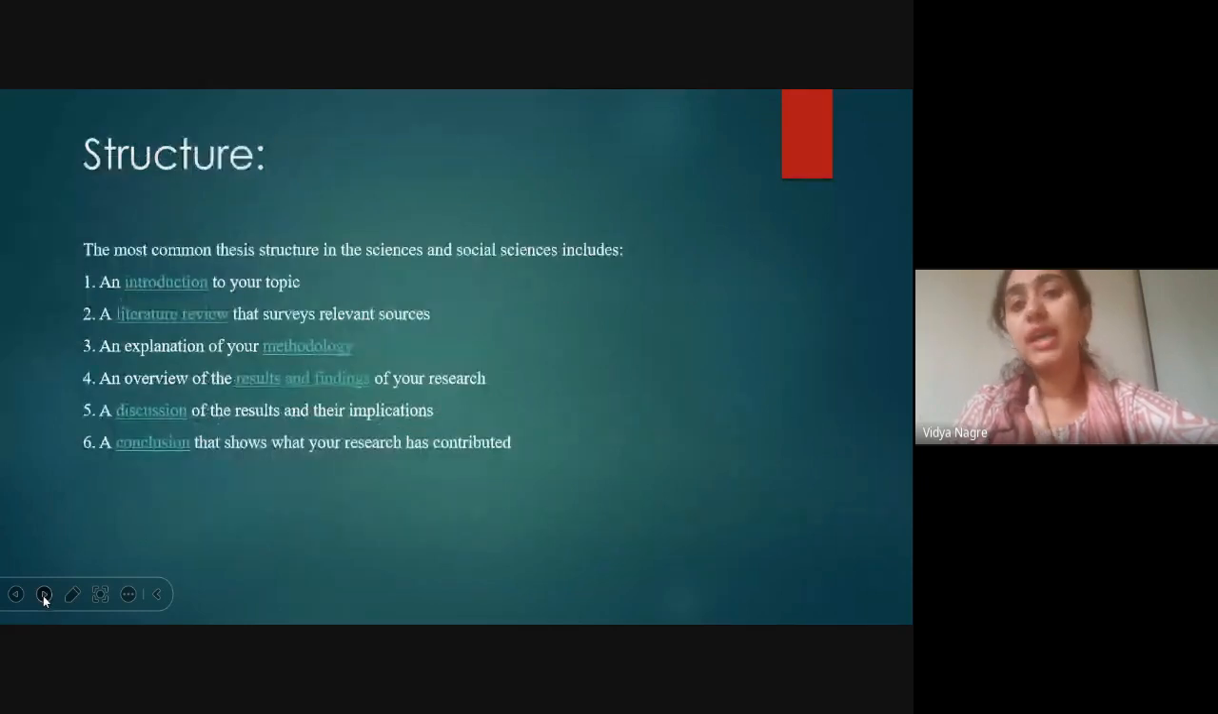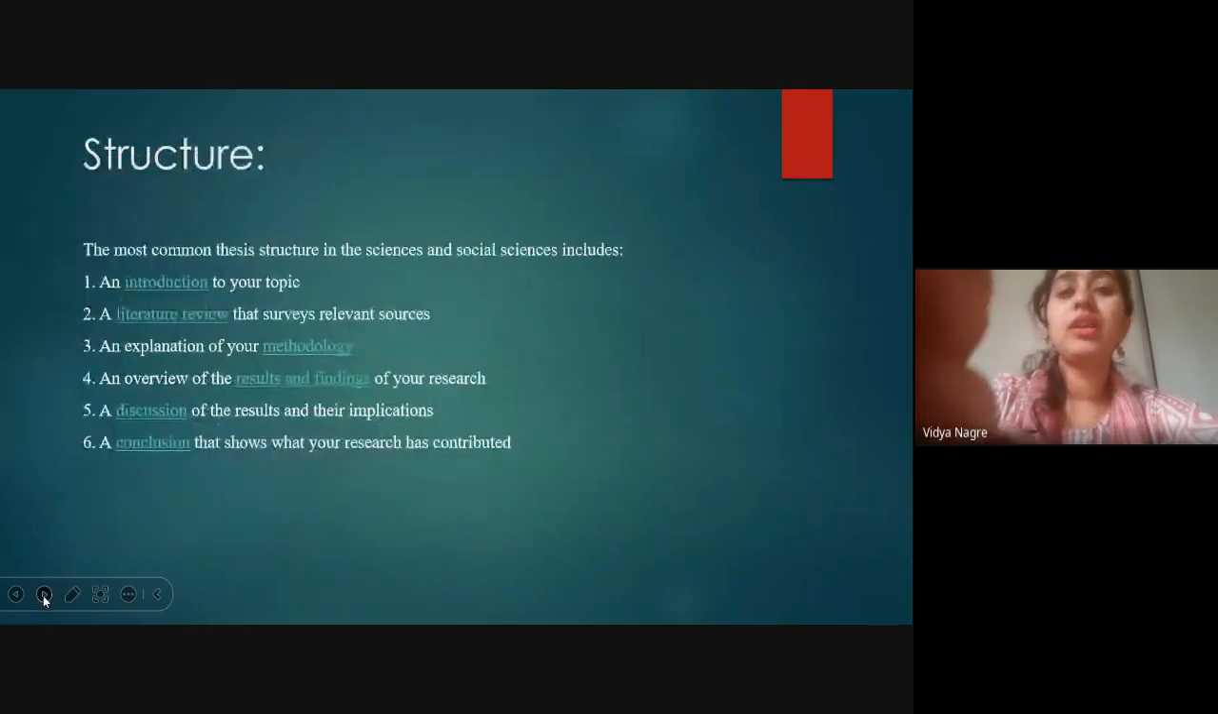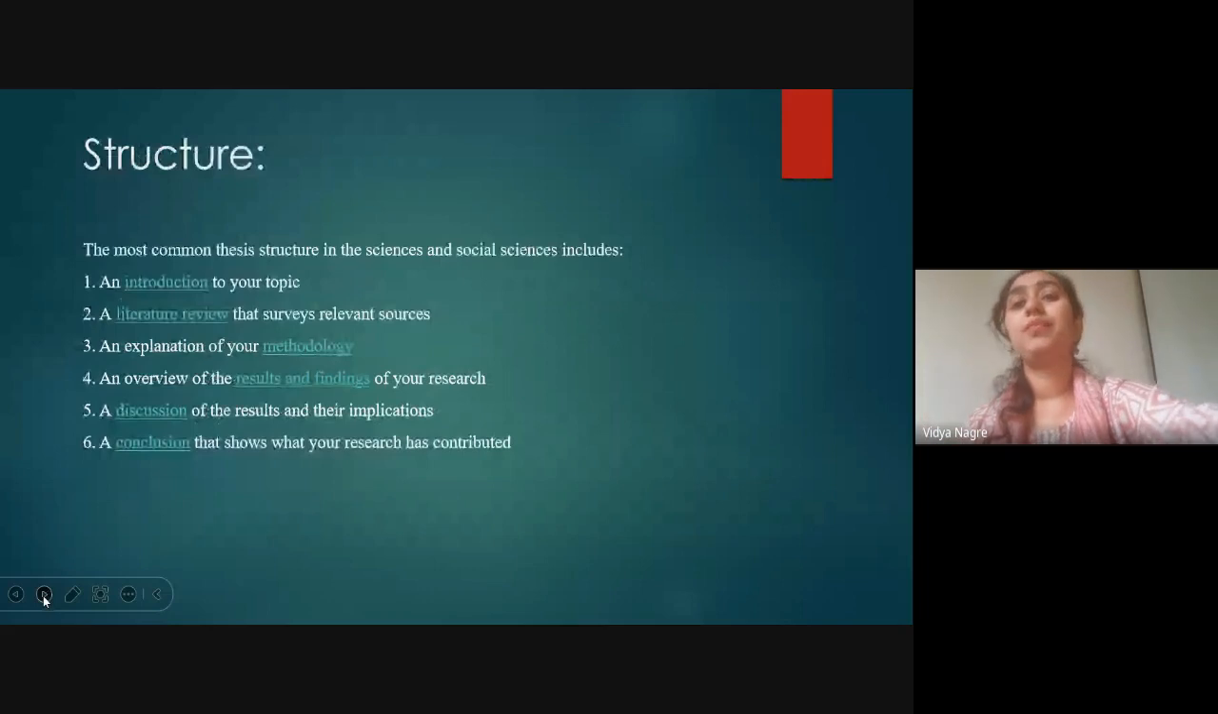Now, this is the common structure. Here we are discussing some common things. This is a common structure of a thesis in sciences, social sciences and humanities also. First comes the introduction, then literature review, methodology, results and findings, discussion, and then conclusions. We'll discuss everything in detail in the next slides. Next slide, please.